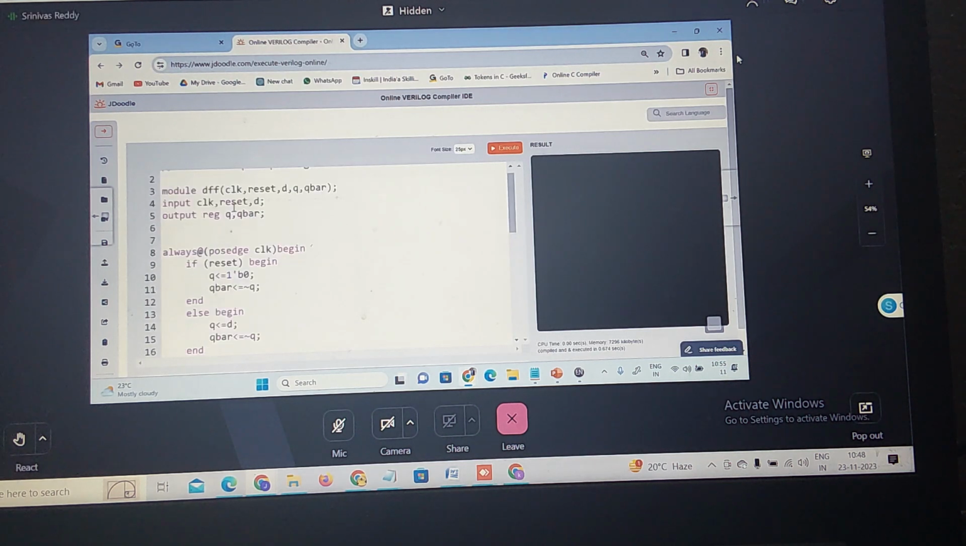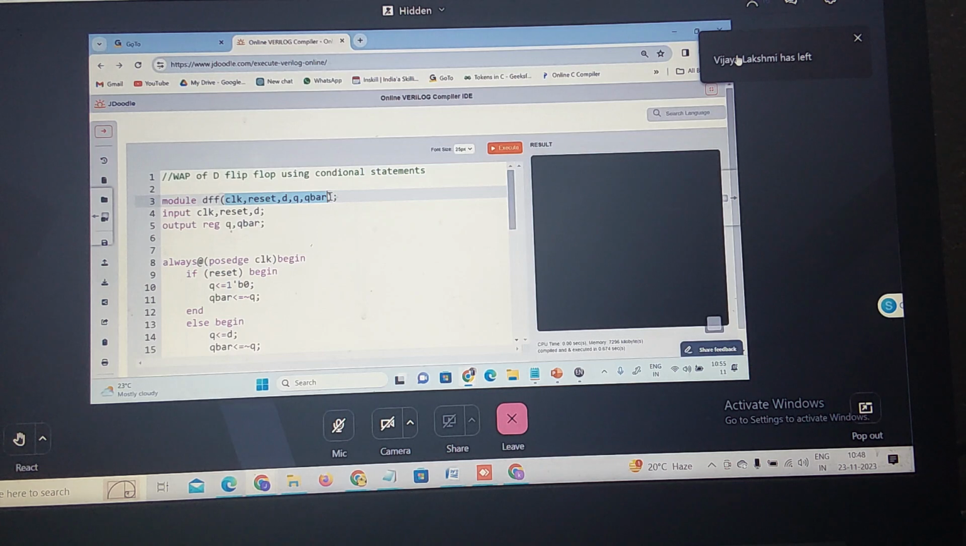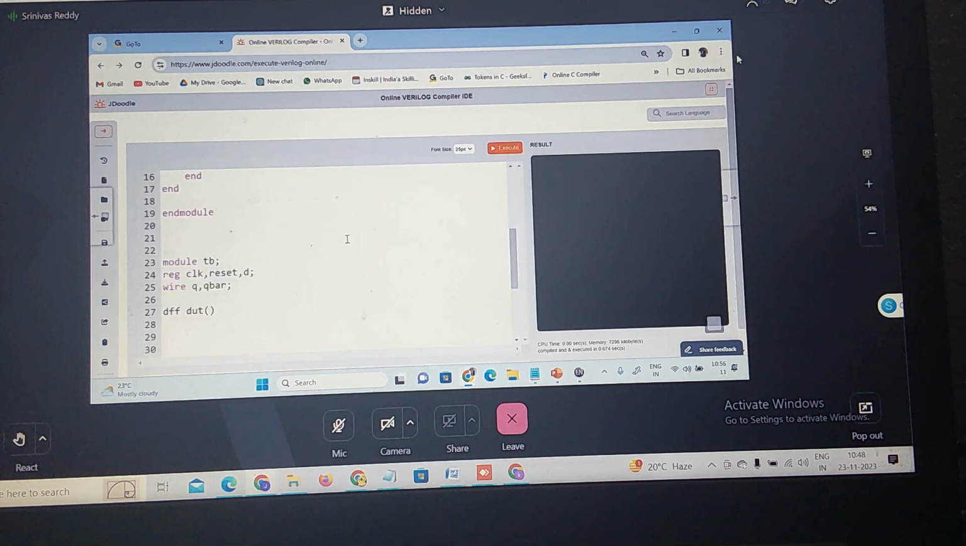So I'll be going with the port connection by name, since it is a sequential circuit. If you go with dot star also, no issues. Okay, better I used to follow port by name. Dot clock of clock. Dot reset of reset. Then dot D of D. Dot Q of Q. Dot Q bar of Q bar.